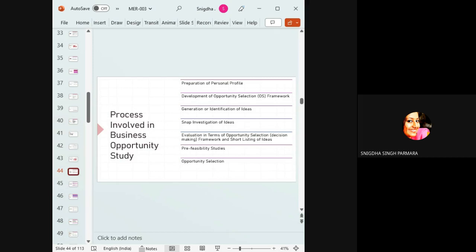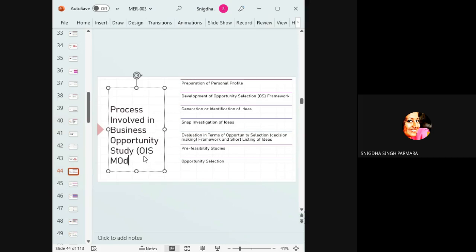So, there is a series of steps. There are some 7 steps which are involved in understanding opportunity identification and screening. This is called the OIS model, which is the opportunity identification and screening model. So there's a series of 7 steps we are going to do one by one.